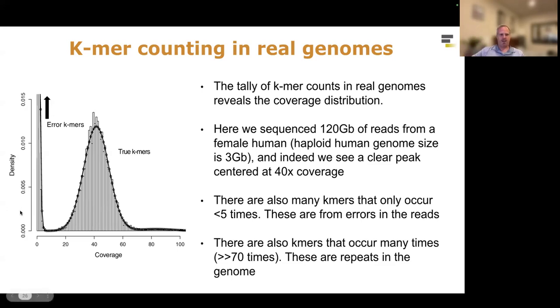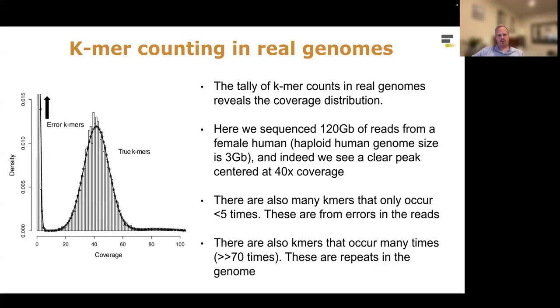So when you look at these profiles, it's very common to have, in addition to the main peak you're interested in, a very high spike of k-mers that occur once or twice or three times. Those are generally errors. There are some statistical approaches to try to correct those errors. But you can also measure the error rate of your sequencing data by looking at how many k-mers are errors compared to how many k-mers fall into this main peak.